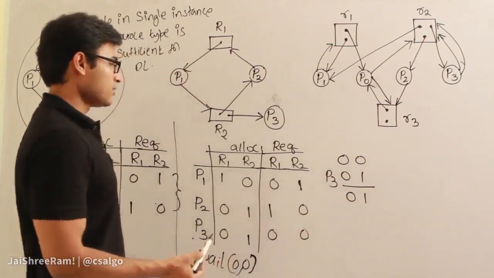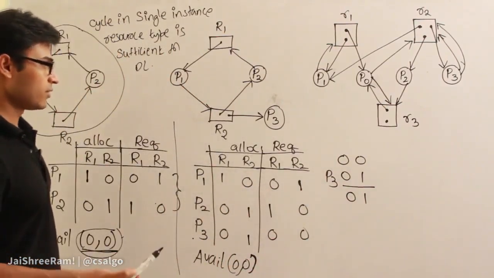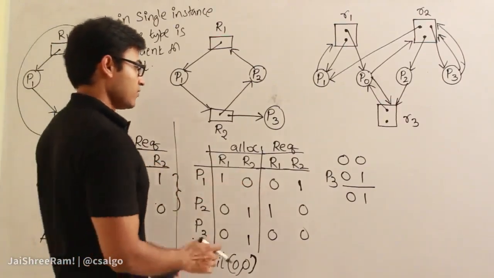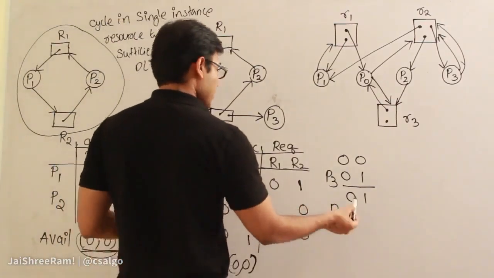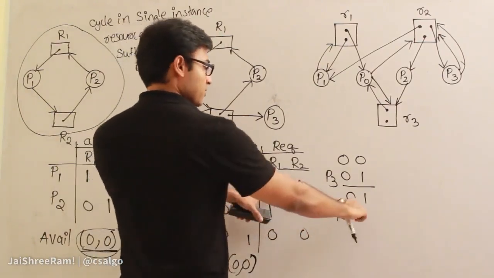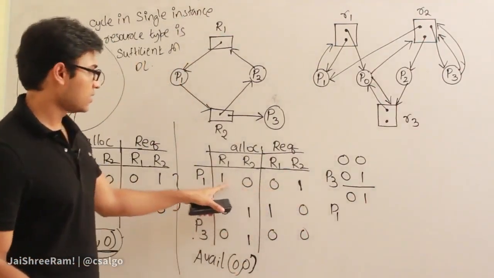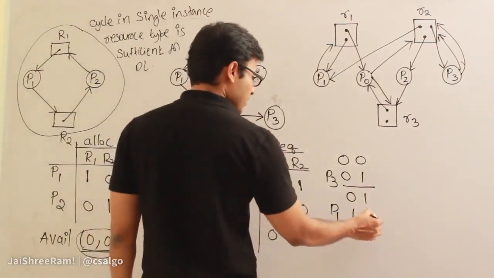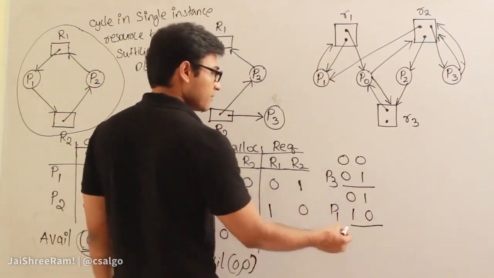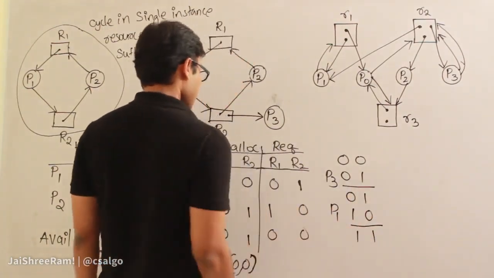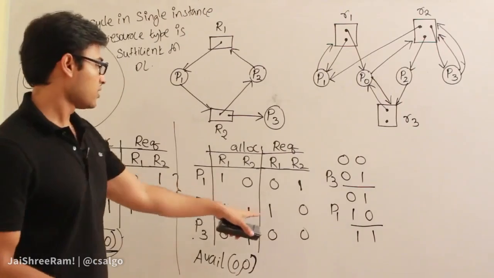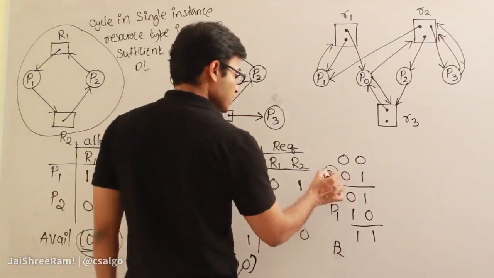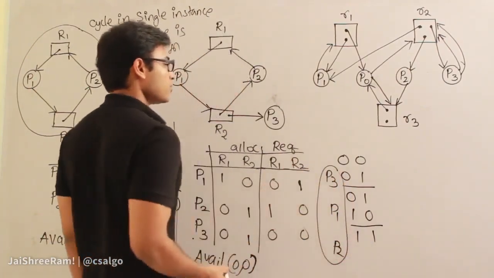Now using this new available, you can easily satisfy the other needs. Whose need can you satisfy? You can satisfy P1's need, right? Once you satisfy P1's need using 0, 1, because it needs 0, 1 and you have 0, 1, then you can easily get back 1, 0. So once you get back 1, 0, the new available will become 1, 1. Now using this 1, 1, you can satisfy the need of P2. Therefore you got a safe sequence. The safe sequence is P3, P1, P2, right?